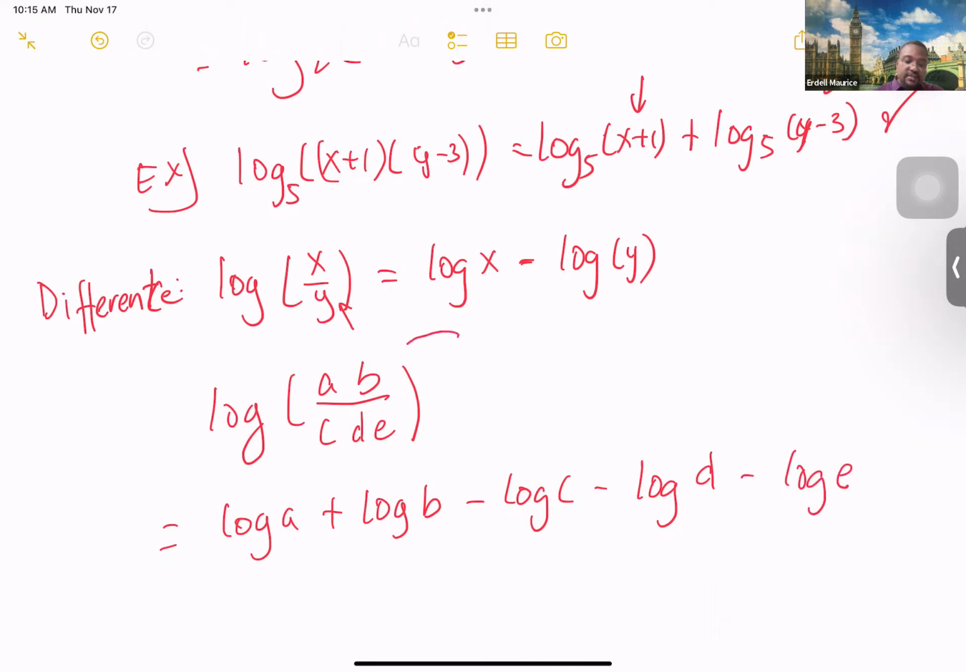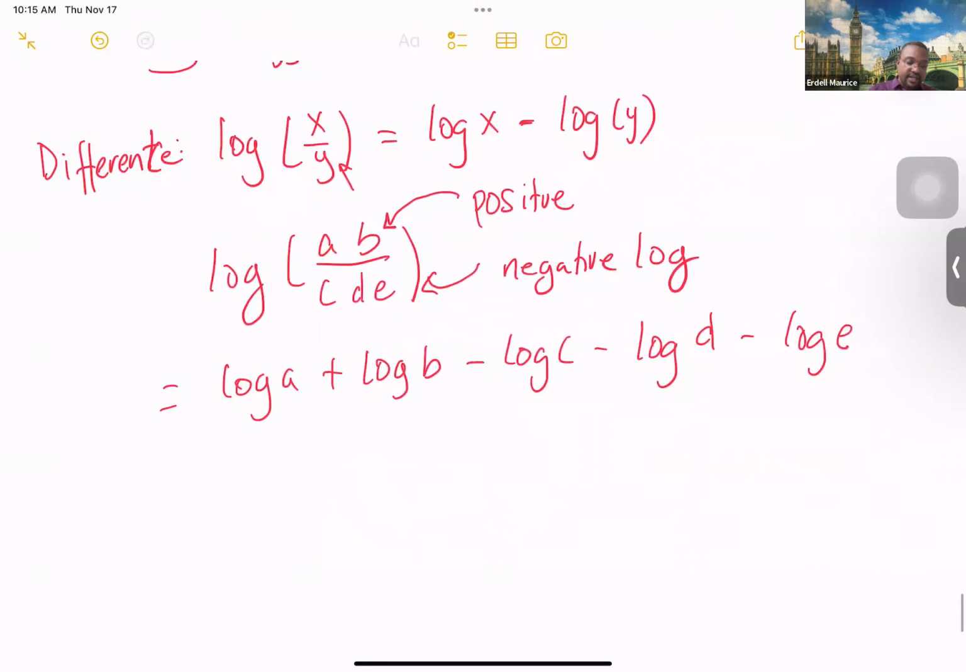Any term in the numerator becomes a positive log. Any term in the denominator becomes a negative log. And if you just remember that fact, you can expand and contract logs very quickly. Questions there? That right here is the most important property when it comes to expanding or contracting logarithms.